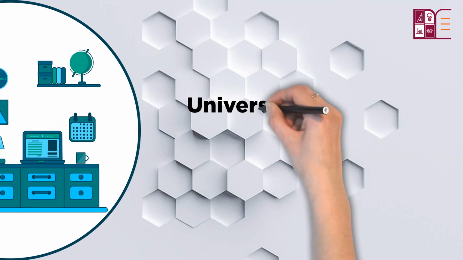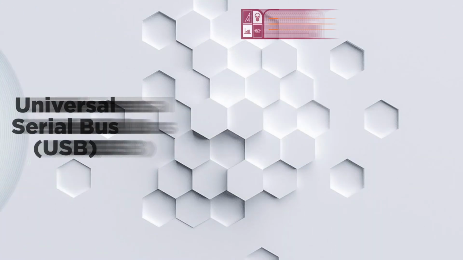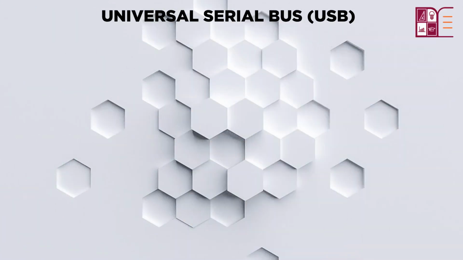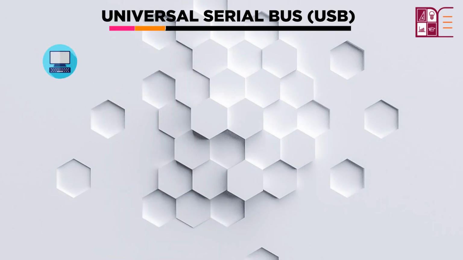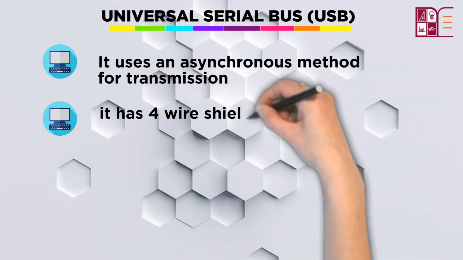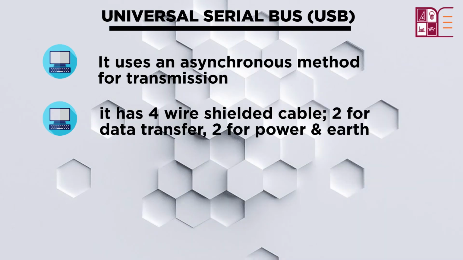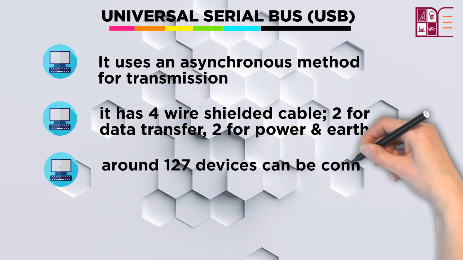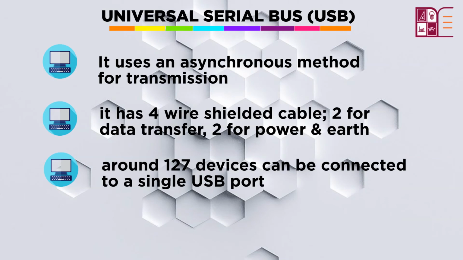Universal Serial Bus, USB. It uses an asynchronous method for data transmission. It has been widely used today for the transfer of data from the computer to multiple devices. USB cable typically consists of 4-wire shielded cable, 2 used for data transfer and the other 2 used for power and ground.